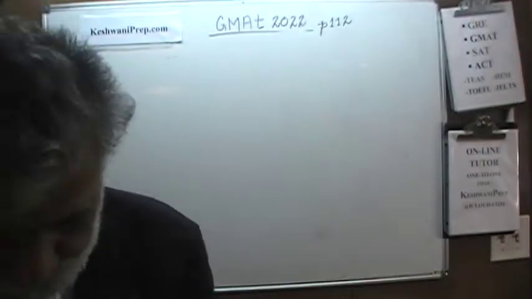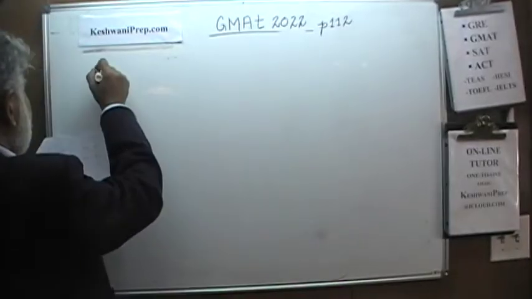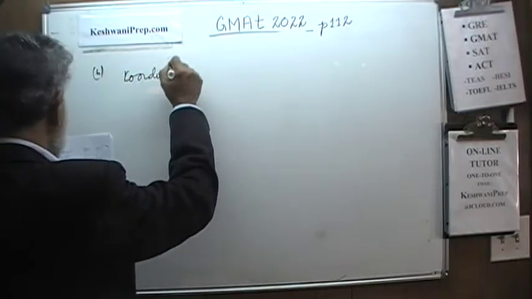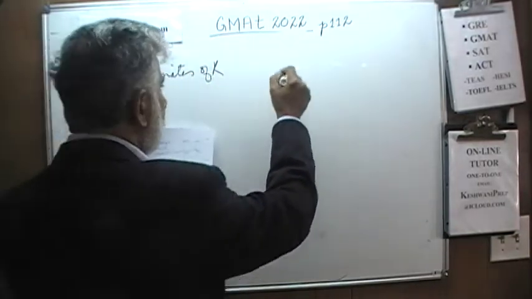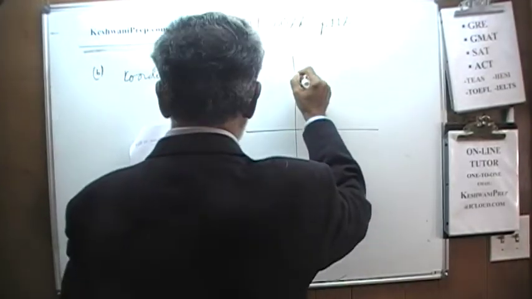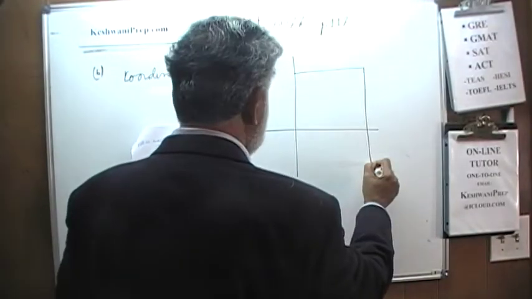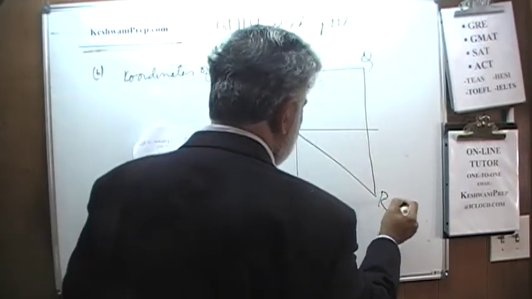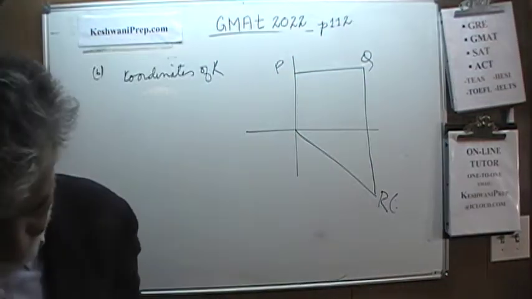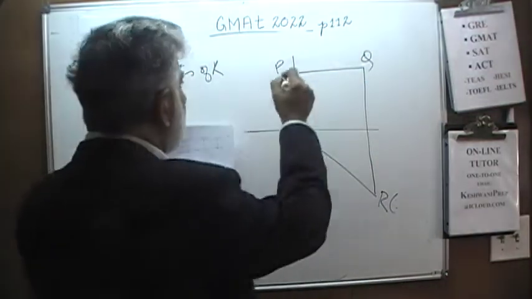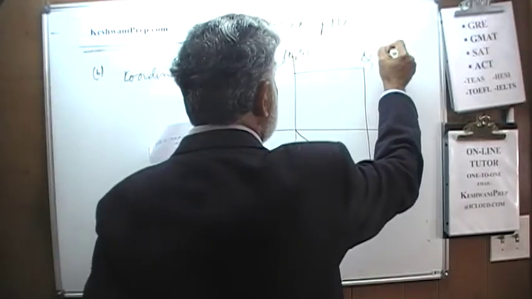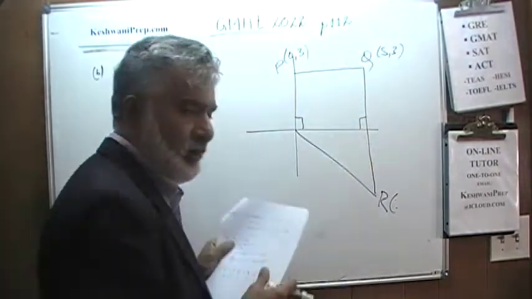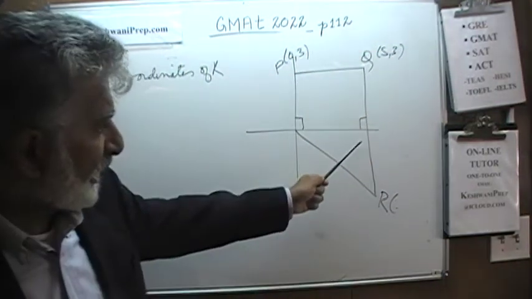Number 6. We are simply being asked to find the coordinates of R. And this is what is given to us. This is P, Q, and R. This is the one we are interested in. Let's see what else we are told here. 5, 3, 0, 3. This is 0, 3. This is 5, 3, and we are further told that this is the right angle and this is the right angle, which is a very important bit of information, because if that is a right angle, this must also be a right angle.